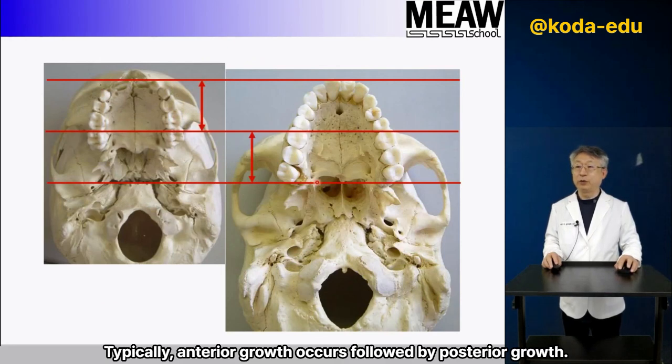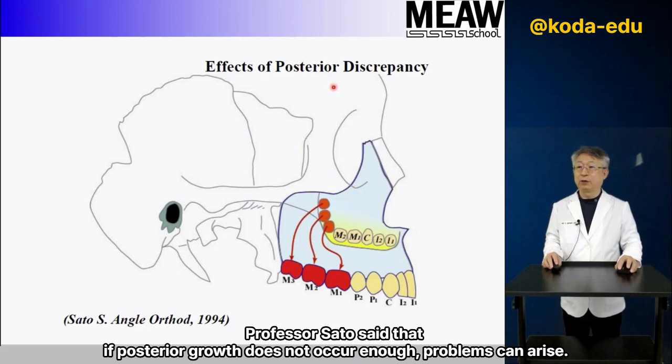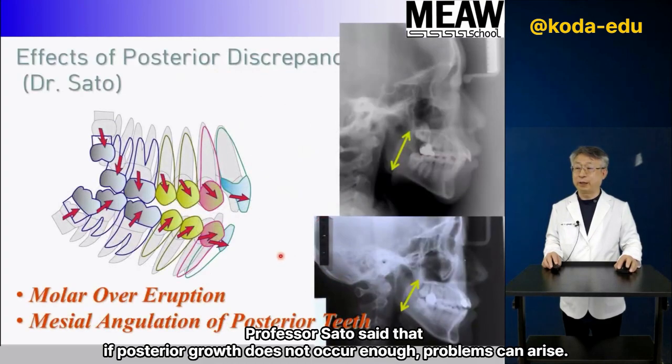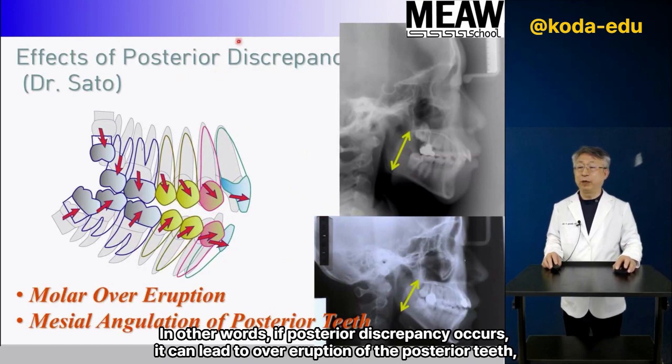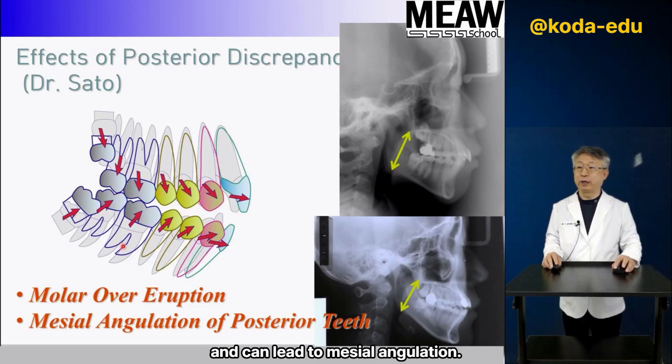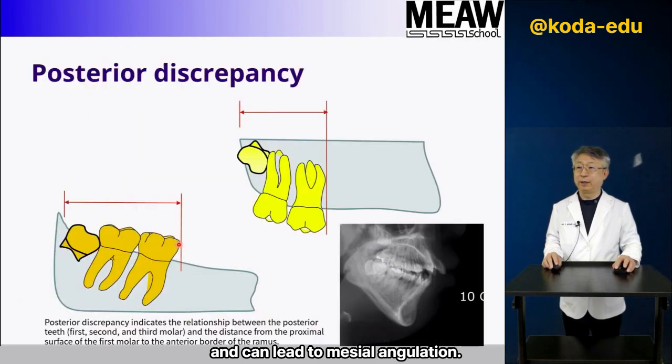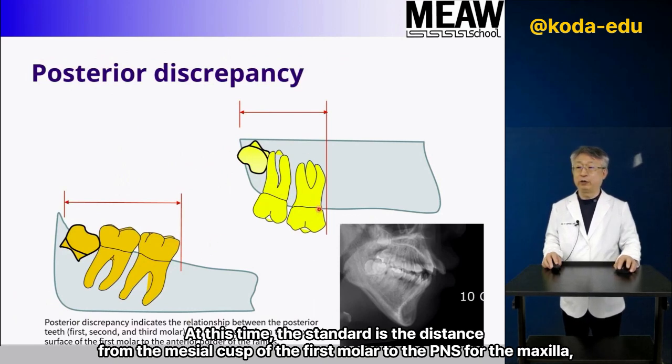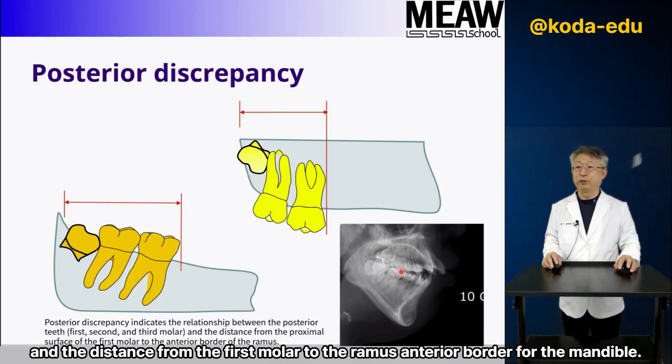Typically, anterior growth occurs followed by posterior growth. Professor Sato said that if posterior growth does not occur enough, problems can arise. In other words, if posterior discrepancy occurs, it can lead to over-eruption of the posterior teeth and can lead to mesial angulation. At this time, the standard is the distance from the mesial cusp of the first molar to the PNS for the maxilla, and the distance from the first molar to the ramus anterior border for the mandible.